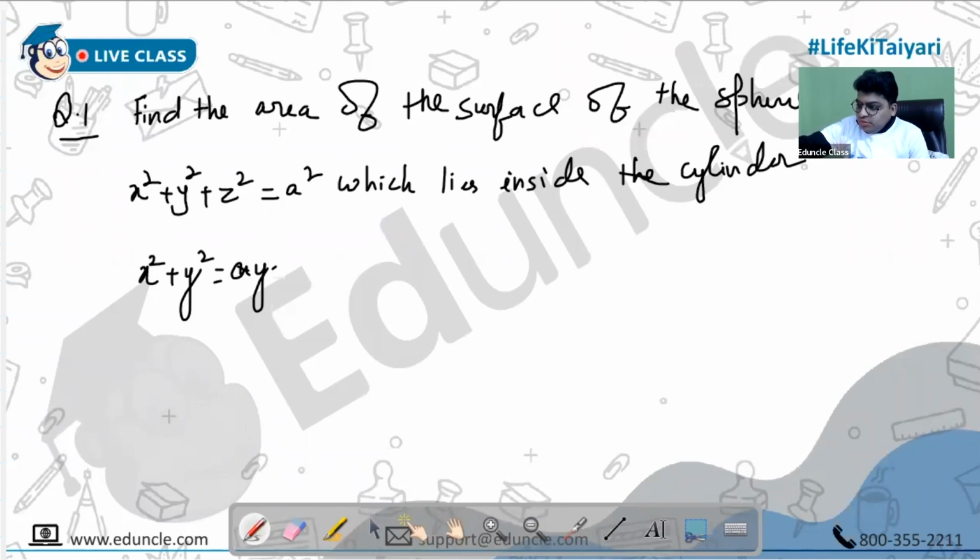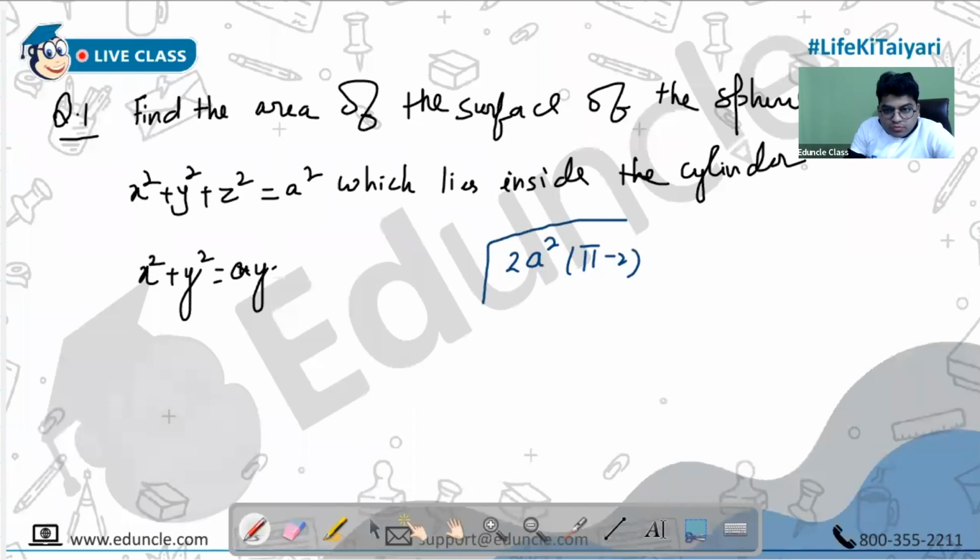First of all, tell me. Otherwise, I will discuss this question with you. Your 2 minutes are over. See, surface area can take 4 minutes, so don't be worried about it; this kind of problem will take time. The answer is 2a square, pi minus 2. You can check: 2 minus pi is negative, so the answer is pi minus 2.